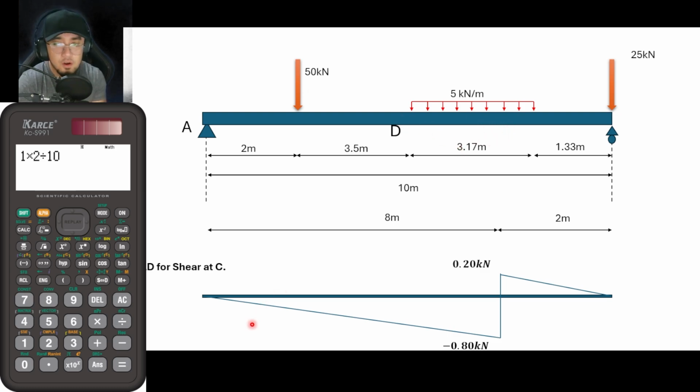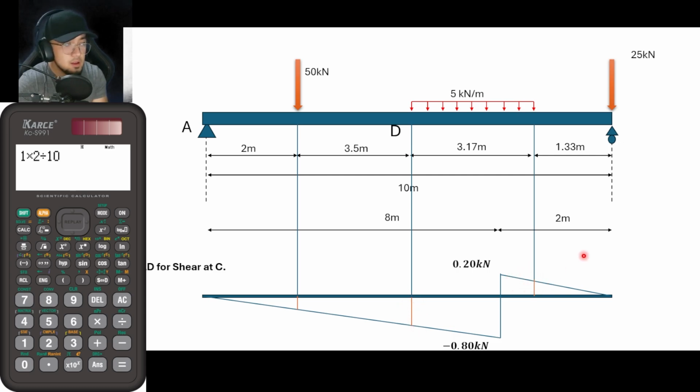But since we have already determined the ILD, let us now make use of the ILD in order for us to solve for the shear at C given these loads. So what we would be doing next is that we would be projecting them vertically downwards. And upon projection, guys, we would now solve for these values.